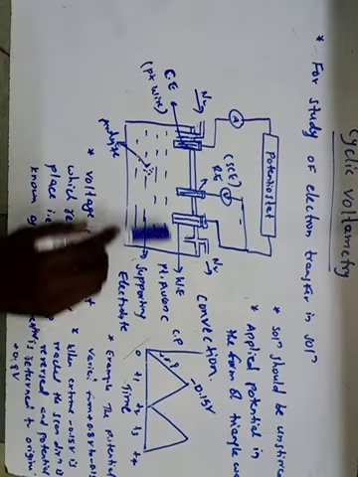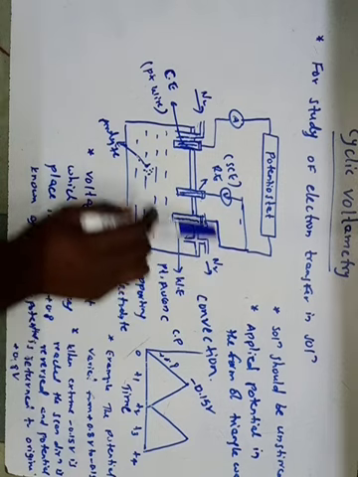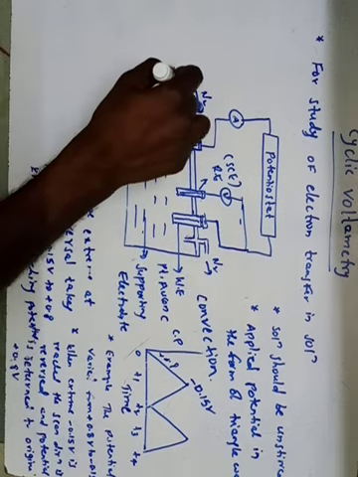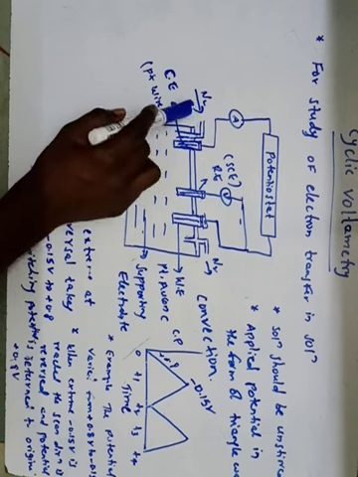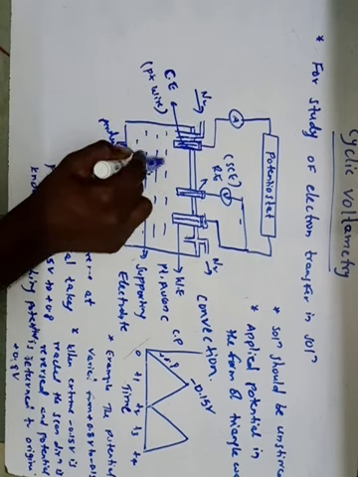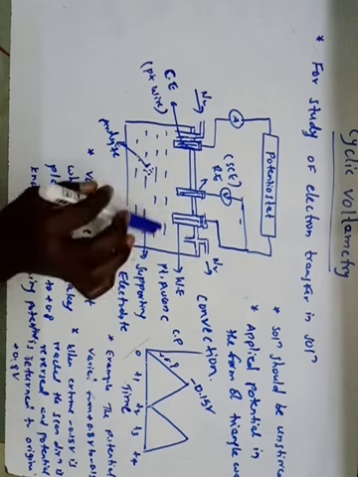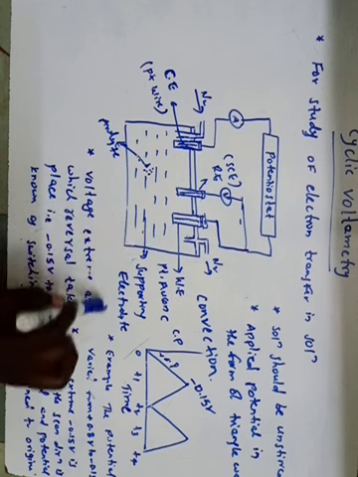In this diagram there is an N2 inlet and an N2 outlet. Just like in polarography, N2 is used to eliminate unwanted atmospheric oxygen present in the cell. This is the basic principle involved, as in polarography.